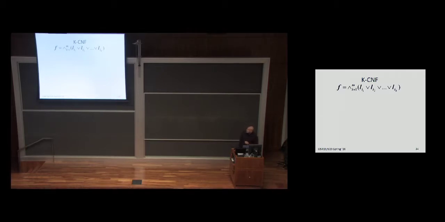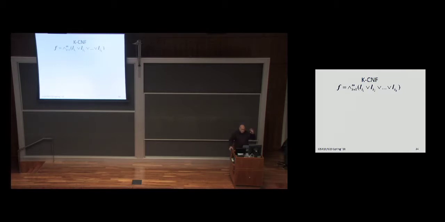It's the function class of KCNF. What do I mean by KCNF? I assume half of you know. CNF is a conjunctive normal form. It's a function that looks like this. It has a lot of disjunctions: this or this or this or this or that. And it takes all these disjunctions and conjoins them.